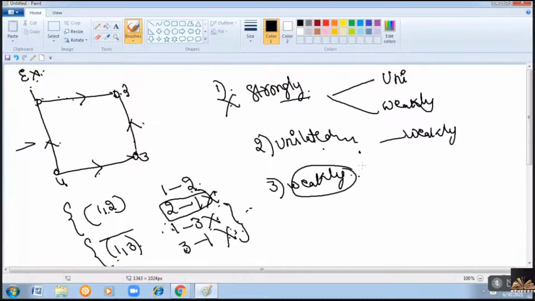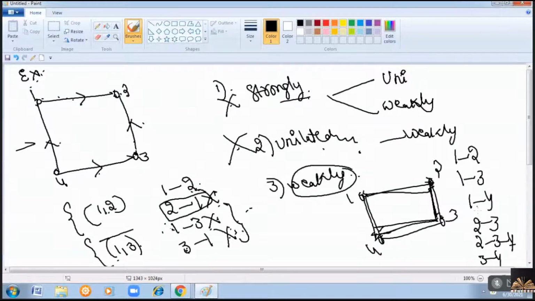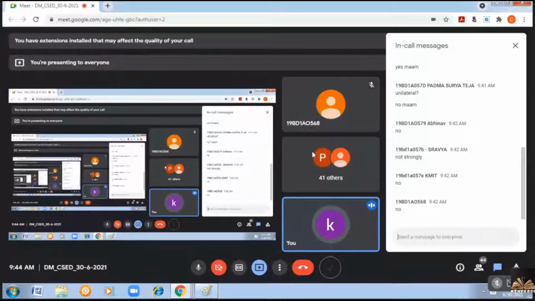Now let us check whether it is weakly connected or not. Weakly connected means what? Just remove the edges and check. 1 to 2, 2 to 3, 3 to 4. So from 1 I can reach 2, from 1 I can reach 3, and from 1 I can reach 4 also. Now from 2 I can reach 3, from 2 I can reach 4. Now from 3 I can reach 4. Therefore, you can say that it is a weakly connected graph. It is not strongly connected and it is not unilaterally connected.